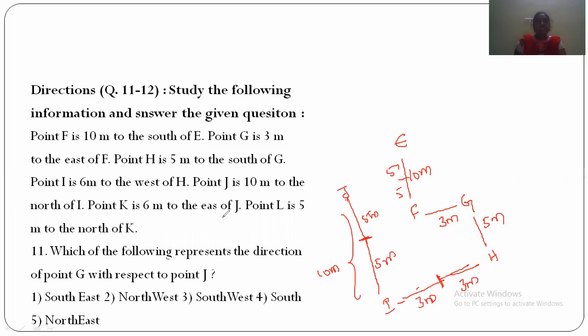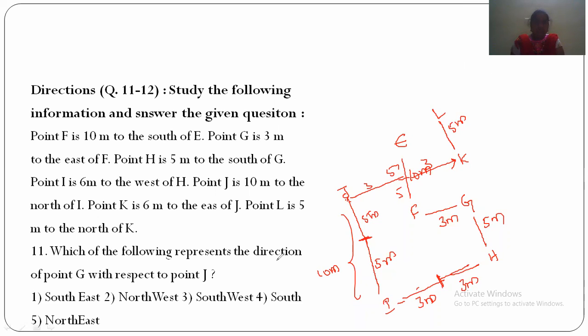Point K is 6 meters to the east of J. So from here to here, parallelly 3, and parallel to this one again, 3. So it will be parallel to this line. So it is K. Point L is 5 meters to the north of K. So K is north side, meaning above side, 5 meters, L. So we have placed all the clues which I have provided in this question.